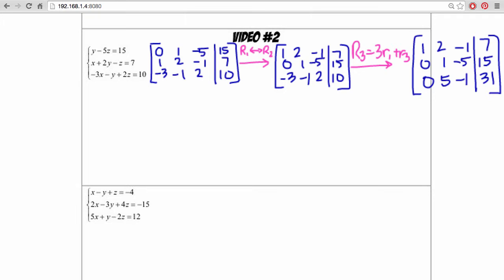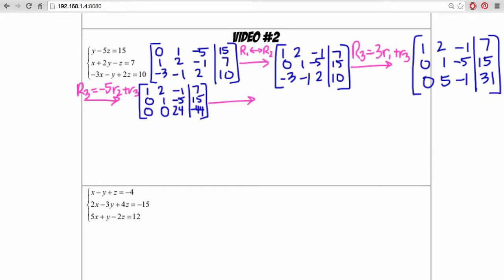Now our goal is we need to get rid of that 5 in the third row, second column. We're going to work on row 3, and let's multiply negative 5, row 2, plus row 3. The matrix we get: 1, 2, negative 1, 7, 0, 1, negative 5, 15, 0, 0, 24, negative 44.